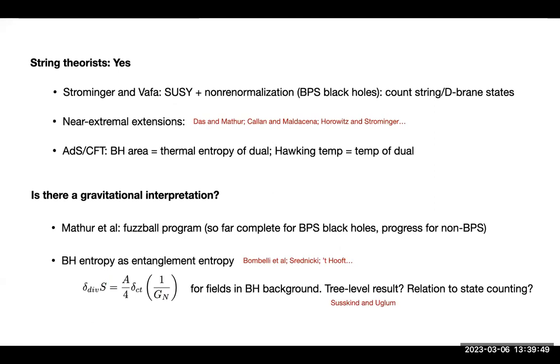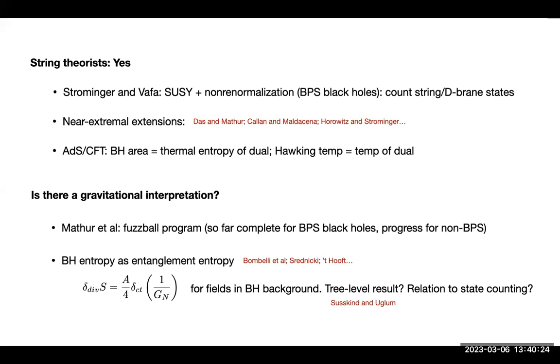If you're a string theorist like me, and I think I'm among friends here, the answer is, of course, yes. For example, Strominger and Vafa looked at a class of supersymmetric black holes and used supersymmetry plus some non-renormalization theorems for BPS black holes to count string and D-brane states, and argued that this gave you the entropy of the black hole. There are some caveats there, since you actually compute an index, but it pretty much holds together. And then there were a variety of near-extremal extensions. And finally, the AdS/CFT correspondence: everything seems to hang together.